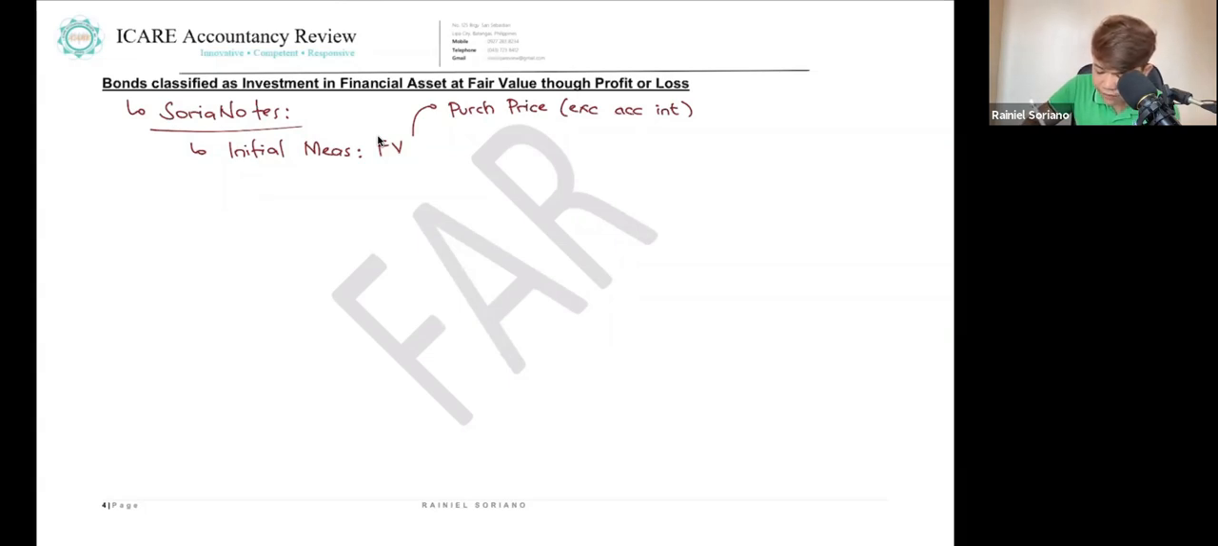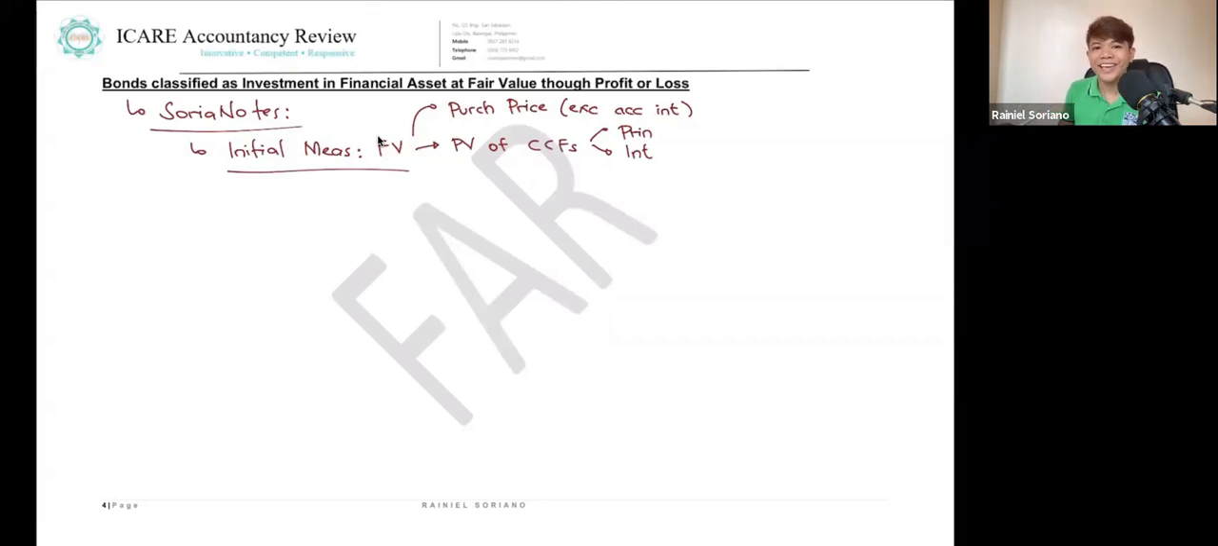Sometimes this fair value is not the purchase price, because the purchase price is not available. If that's the case, it will be the present value of the contractual cash flows. Again, it will be the present value of the contractual cash flows. And once again, what are our two contractual cash flows? Principal and interest.